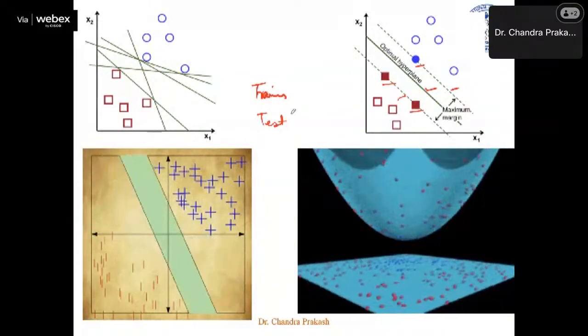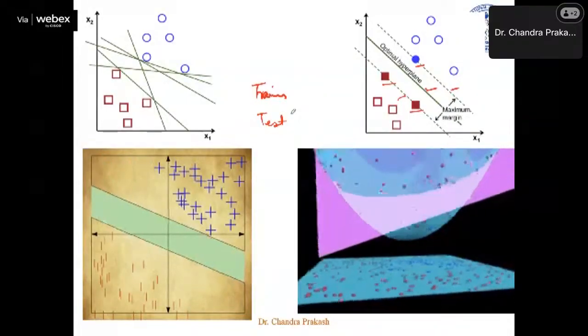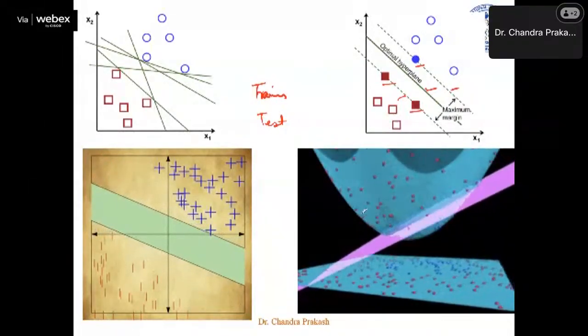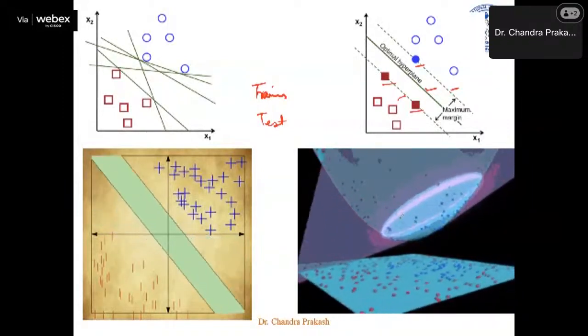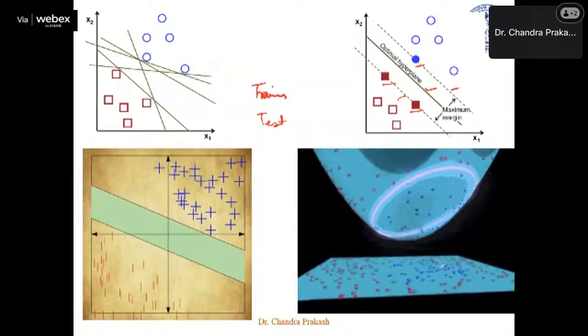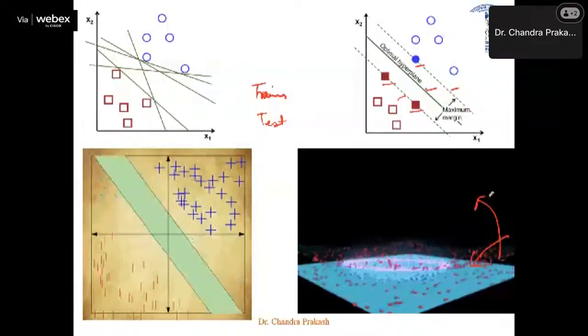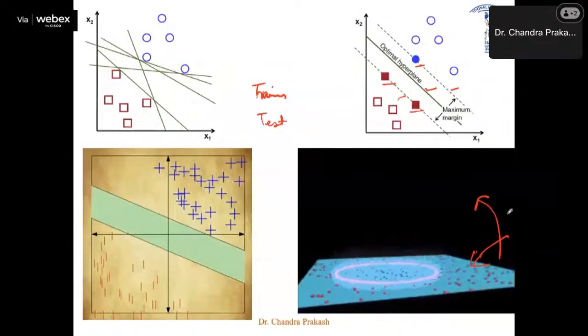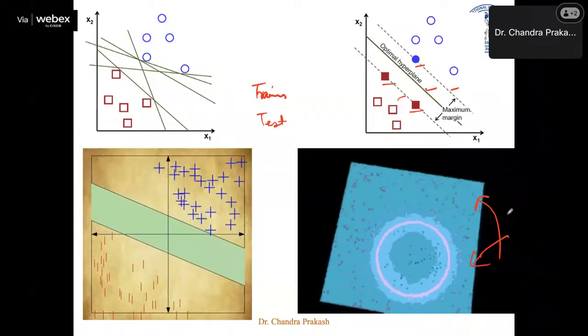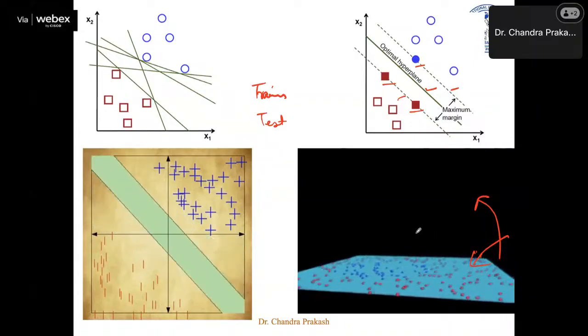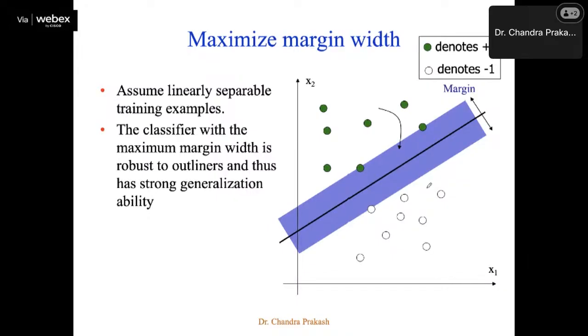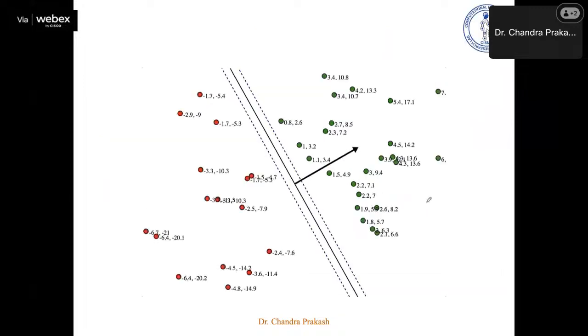Right, as you can see over here, we want to come up with this hyperplane so that it can divide. If this is my particular representation, I convert it into some hyperplane so that with a single line, I can divide. So we assume the linear separability training example, as I told you, the classifier with the maximum margin width is robust to outliers and thus has a strong generalization ability.